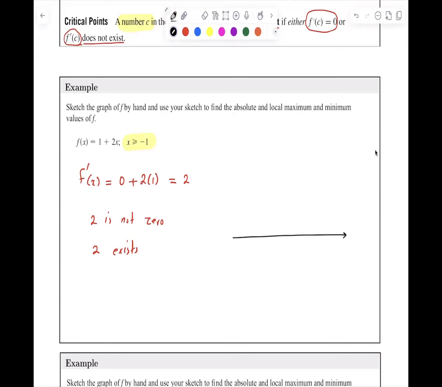If I visualize this line, then x is equal to -1. My function is 1 minus 2, which is -1. So at -1, we have -1, this point. When x is equal to 0, it becomes 1 plus 0, or 1, so the point 0 and 1. When x is equal to 1, for example, you get 1 plus 2, or 3.